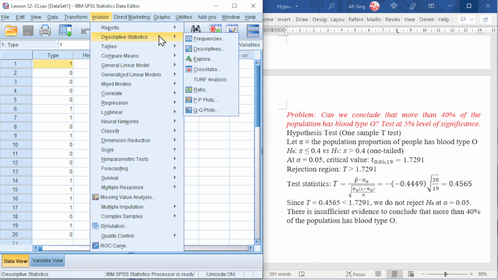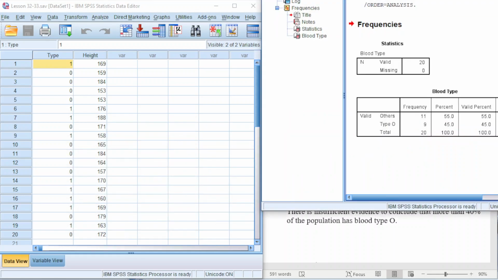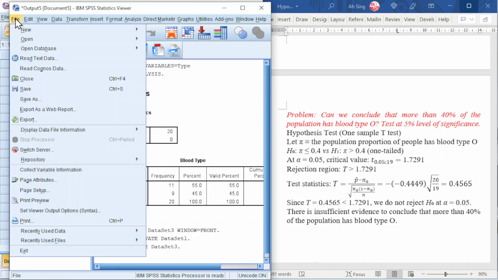Go to Analyze, Descriptive Statistics, click on Frequencies. Move the variable of interest to variable, click on OK. And we should obtain the frequency. Next, let's transfer the frequency distribution to a new data book. Go to File, New Data.